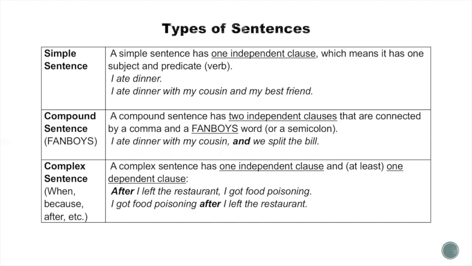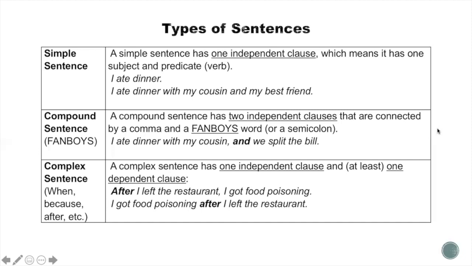Do you see how that word and there in the center is combining two ideas? We could just delete the comma and the word and use a period here instead. I ate dinner with my cousin, period, capital W, we split the bill. This would be two simple sentences if we separated the sentence here. But we've decided to use a comma and a fanboys word to make the writing flow. And so this is one strategy to make your writing sound interesting instead of just having some simple sentences.